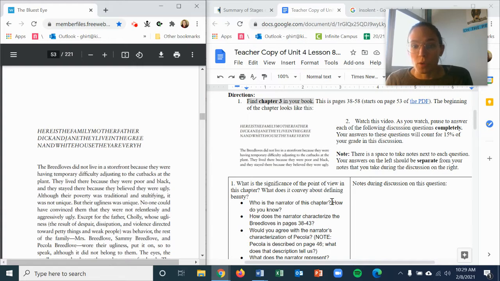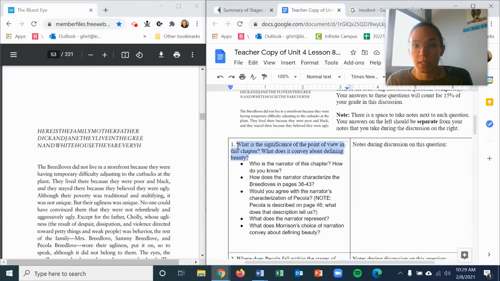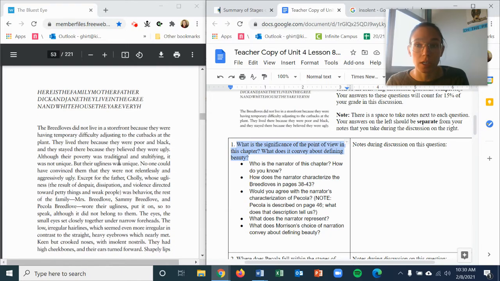All right, so let's look at the first question here. What is the significance of the point of view or narrator in this chapter? What does it convey about defining beauty? Just like we talked about in chapter 2, you have to think about who is the narrator in this chapter. It's not Claudia.